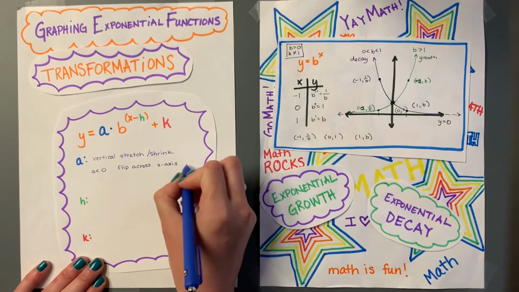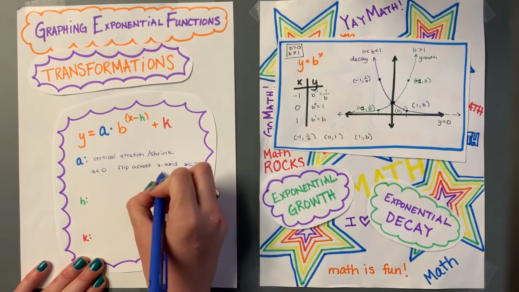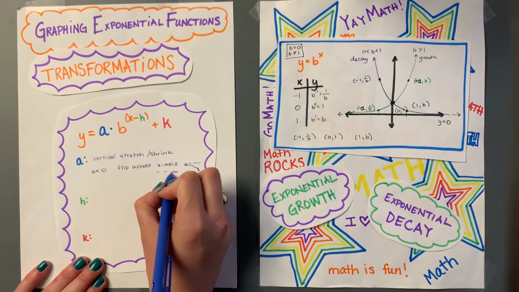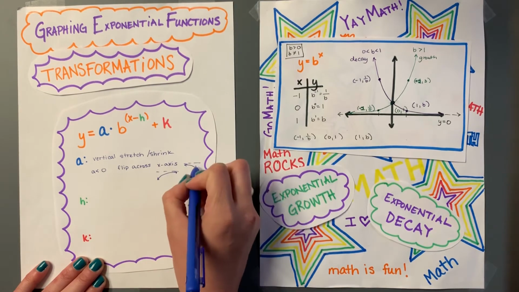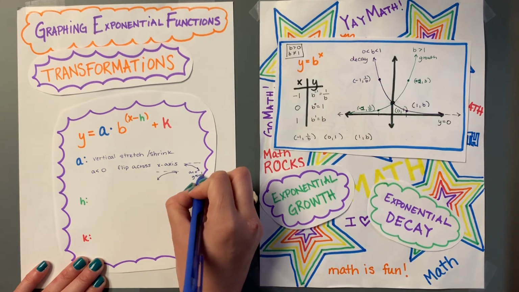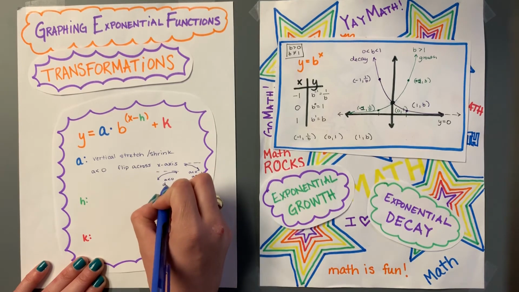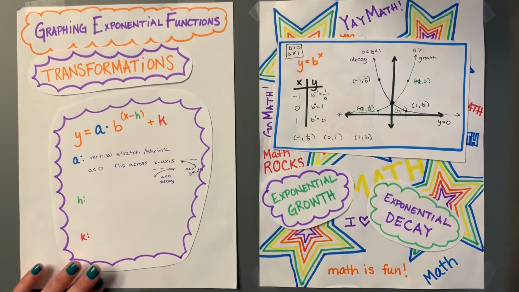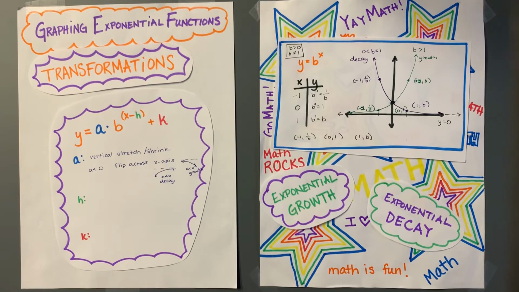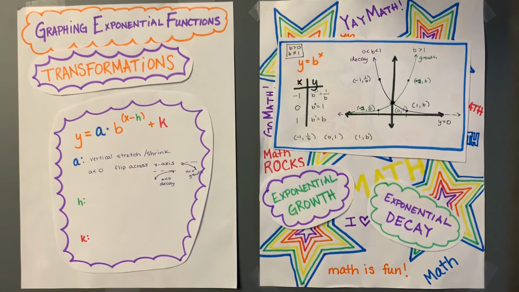So that would mean we would have a graph that looks like this or like this. So this would be a is less than 0 and an exponential growth. And this would be a is less than 0 and an exponential decay. So we'll kind of look at what that actually ends up looking like, but this is going to be vertical stretch or shrink and a flip across the x-axis.